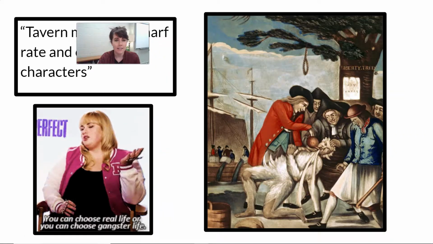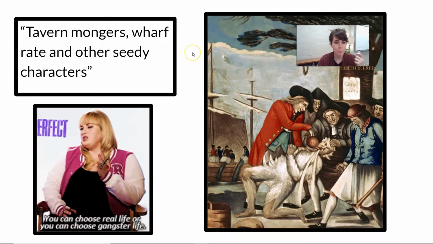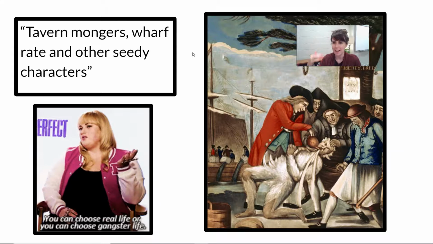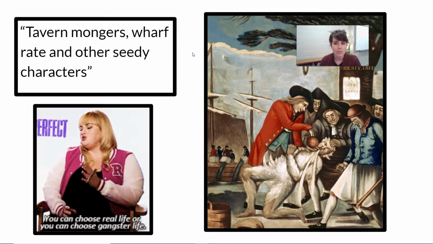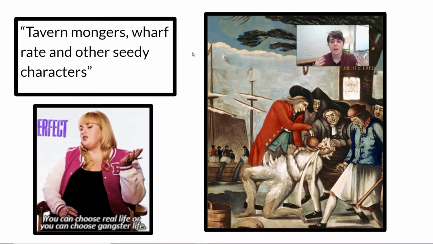And like I said, they are really a motley crew. And so tavern mongers, wharf rats, and other seedy characters made up the Sons and Daughters of Liberty. So people who had a high rank in society wouldn't necessarily find themselves amongst the Sons and Daughters of Liberty. They're kind of like gangsters. So there you go. You can choose real life or you can choose the gangster life.